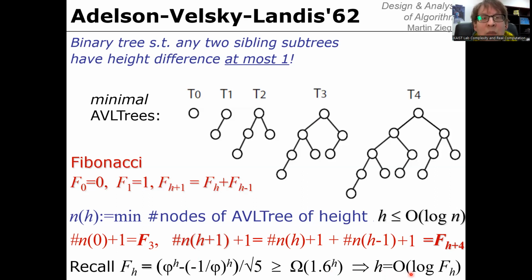And since that holds for minimal AVL trees, it holds for any other AVL tree as well, because larger AVL trees have the same height but more nodes. So any AVL tree has height at most asymptotically logarithmic in the number of nodes. And this is, as you recall, asymptotically optimal. Balanced binary trees have height equal to the logarithm, and an AVL tree has height at most, up to a constant factor, logarithmic in the number of nodes.